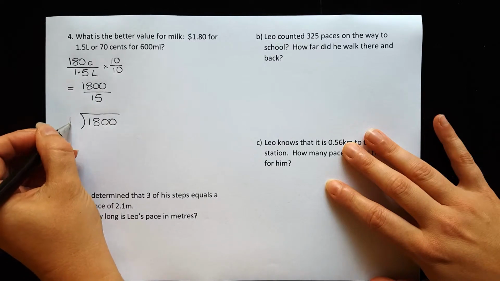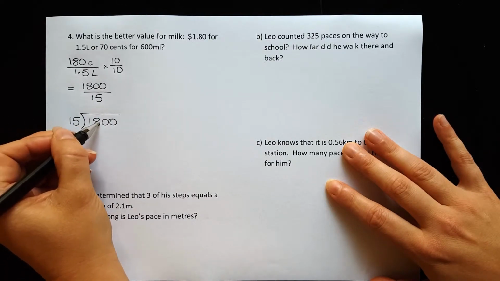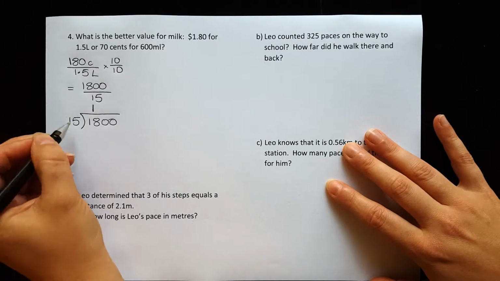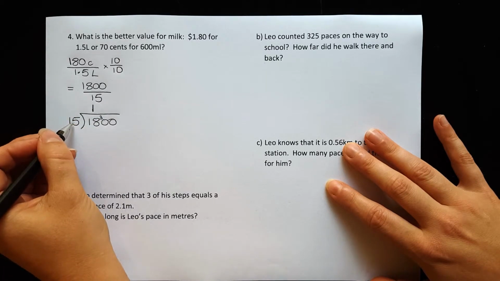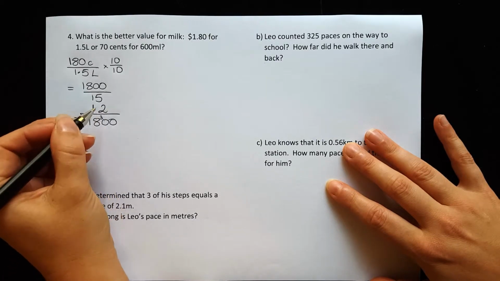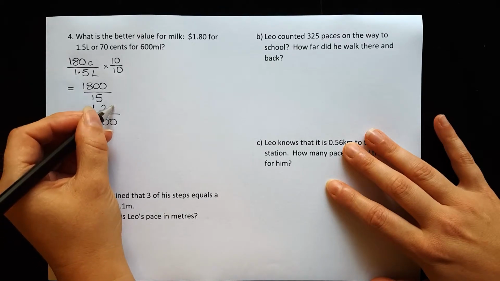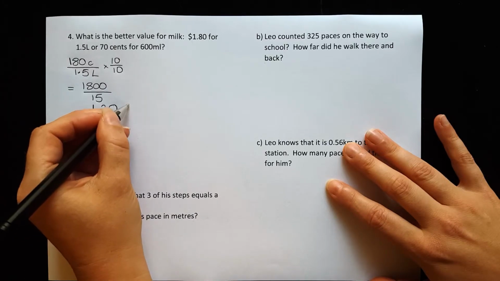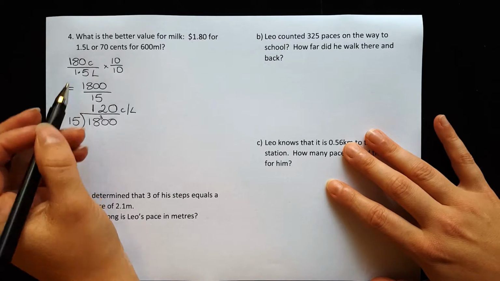1800 divided by 15. Let's take the first two digits. 18 divided by 15 goes once with a remainder of 3. 30 divided by 15 goes exactly twice with no remainder. So I don't need to do anything for this 0 except put it up here to make it 120 cents per litre. Okay, so that was for my first bottle of milk.